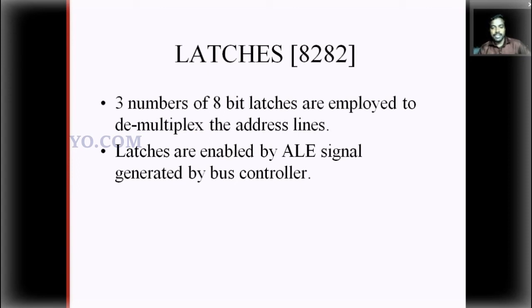The first one is the latches. Here also the same concept: three 8-bit latches are used. These latches demultiplex the address lines. Latches are enabled by address latch enable, which is generated by the bus controller. In the previous minimum mode, the address latch enable is generated by the 8086 microprocessor.